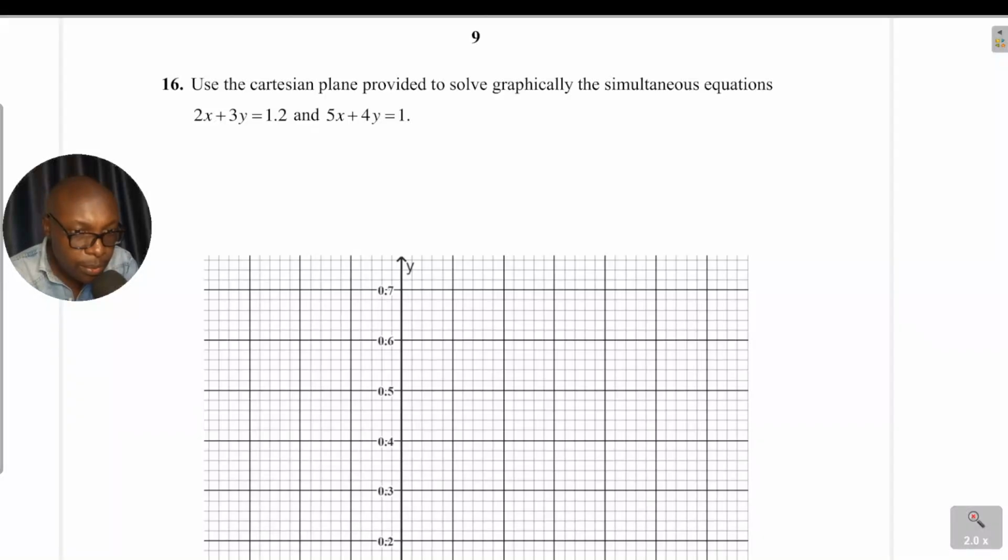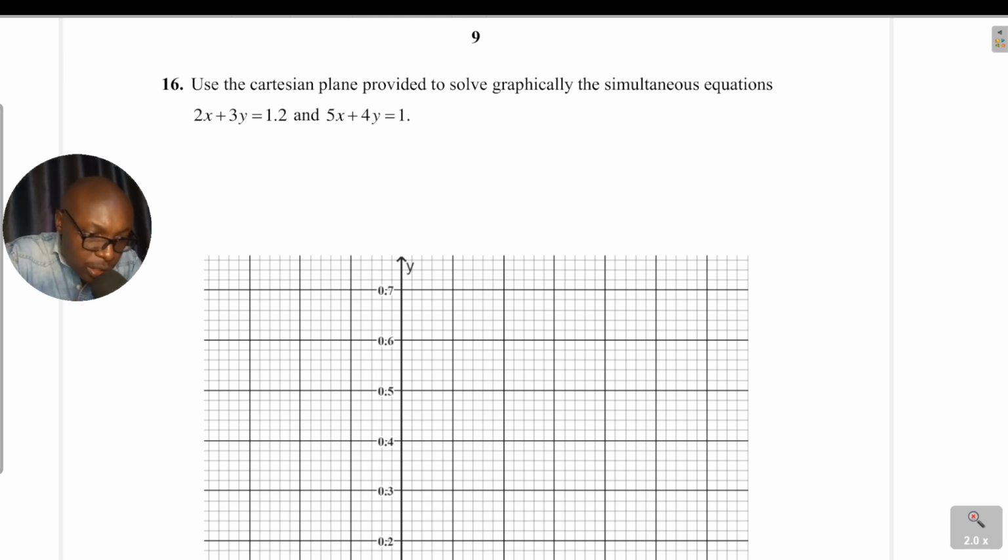Use the Cartesian plane provided to solve graphically the simultaneous equations 2x plus 3y is equal to 1.2 and 5x plus 4y is equal to 1. To solve these simultaneous equations using the graphical method, you take the first equation, draw a straight line, then go to the second equation, draw a straight line. The point of intersection of the two lines will give us the solution.